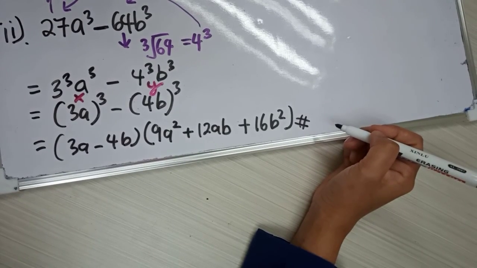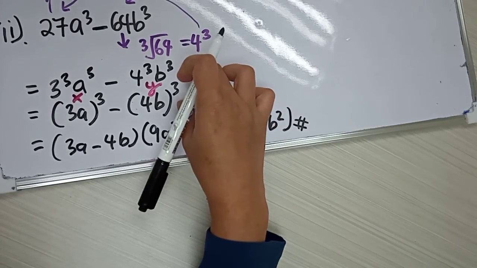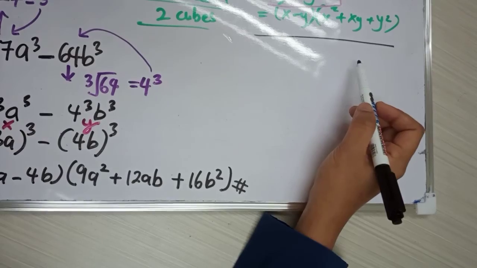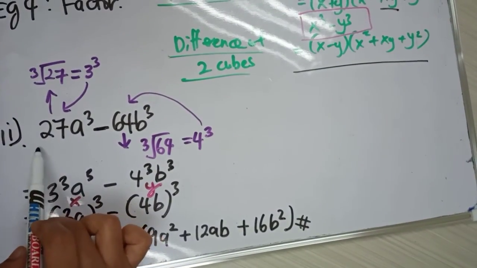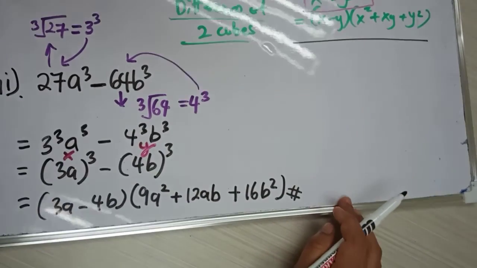Okay, so I hope you remember. There are a few steps you have to remember. You have to make it in the form of cubes, and then just use the formula to factorize this kind of polynomial.